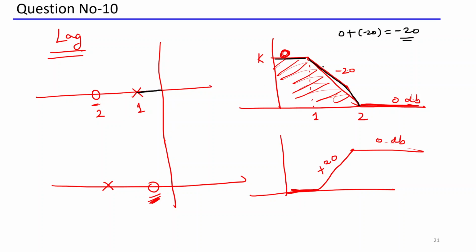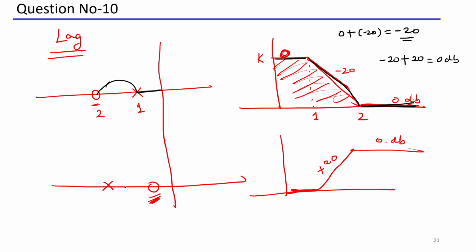From this point to this point, it is falling at a slope of minus 20. Then at point 2, you encounter a zero. Initially you are going at minus 20, and now encountering a zero means you are adding plus 20. So the resultant is again 0 decibel. Yes, sir, so these are all related to Bode plots. And be very strong in Bode plots.